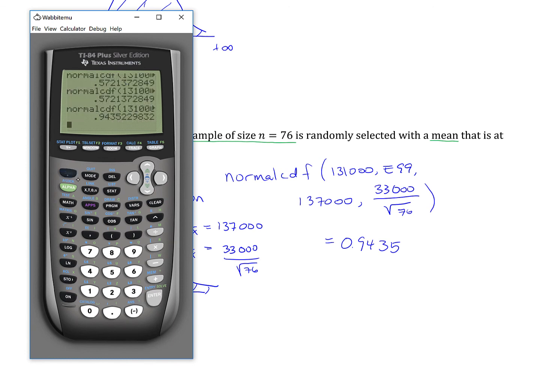If you don't have those menus, that's okay as well. It still works just the same. It's just a little bit more effort in typing in those values. So if you have them written to the side, that's extremely helpful. So 131,000, second E to the 99th, my next input. 137,000 is the mean. 33,000 divided by the square root of 76. And there we get the exact same answer, 0.9435.